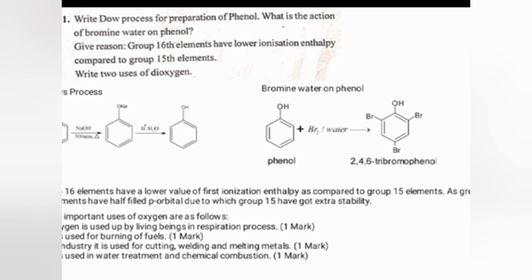What are the two uses of dioxygen? Dioxygen is used for the respiration process. It is also used for burning of fuels. It is also used for cutting, welding and melting metals.